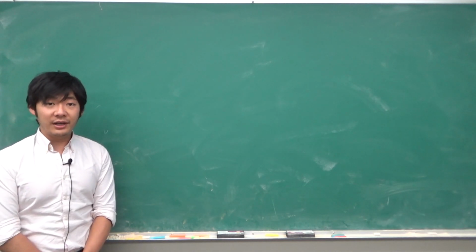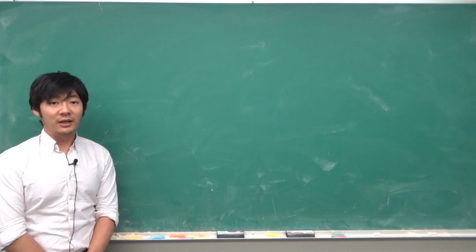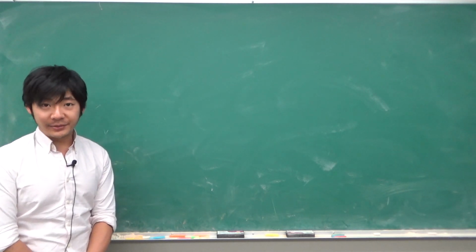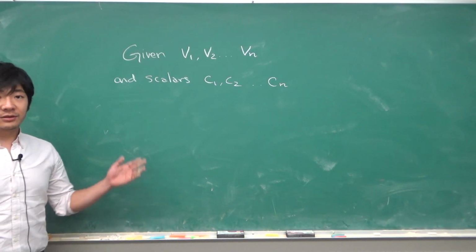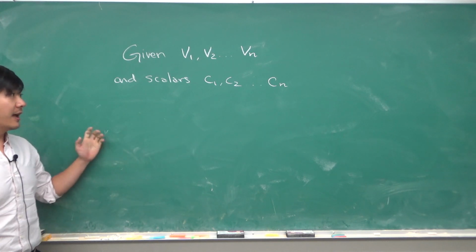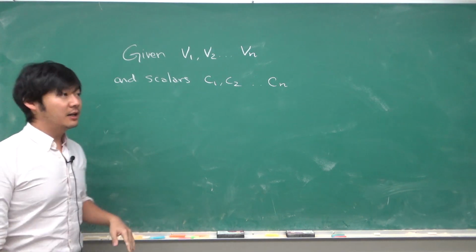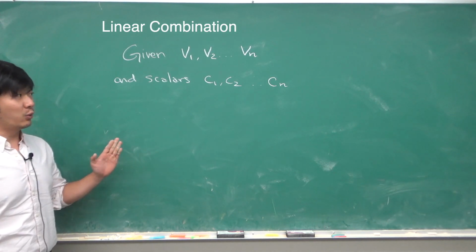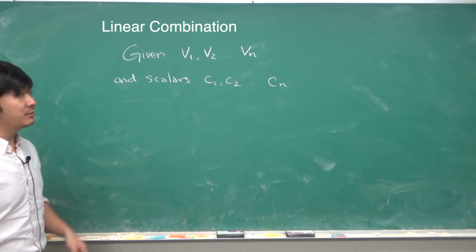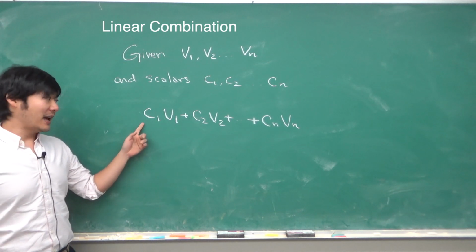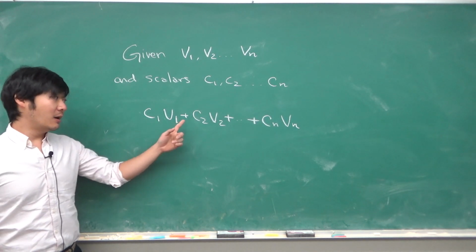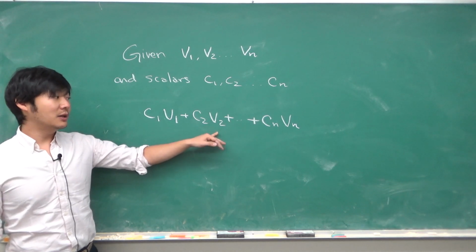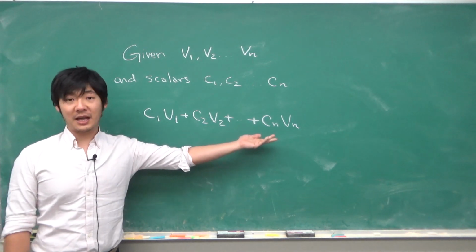Now, a linear combination of vectors is when we combine vector addition and scalar multiplication all at once. Given vectors v1 to vn and scalars c1 to cn, a linear combination of the vectors v1 to vn with weights c1 to cn is simply multiplying the scalar c1 to the vector v1 plus multiplying the scalar c2 to the vector v2, etc., all the way to cn times vn.